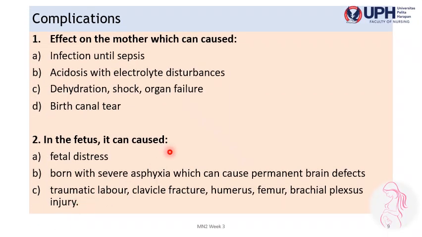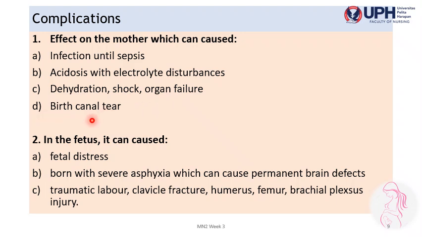And the complications of dystocia will then affect the mother as well as the baby. In the mother, because of the infection, it can lead to sepsis. There's also acidosis that can be caused by the disturbance in electrolyte levels, as well as dehydration, shock, and organ failure. And the worst case is a tear inside the birth canal.